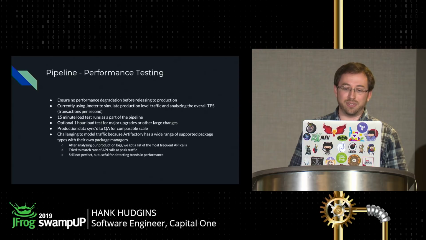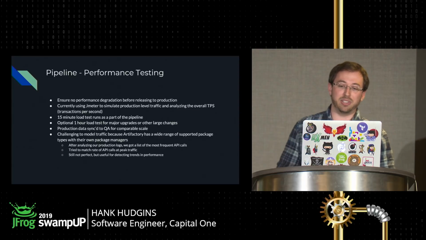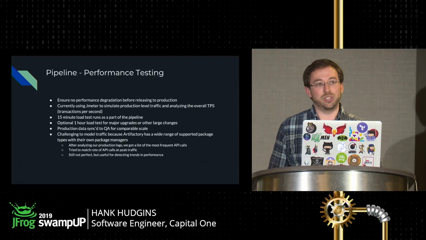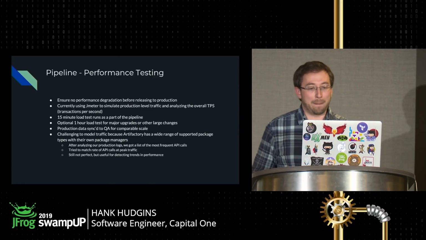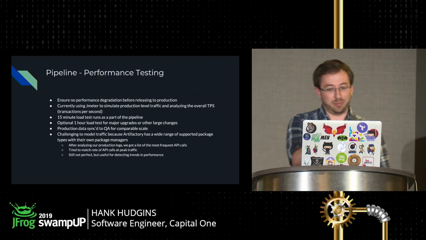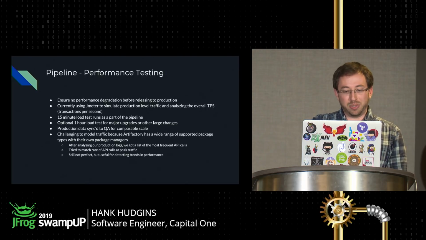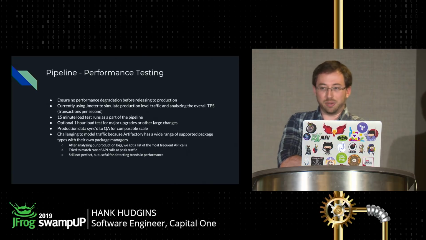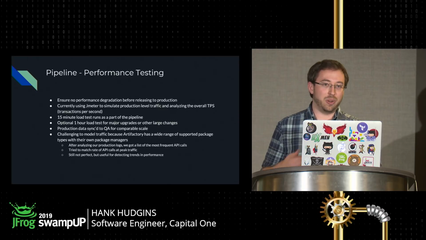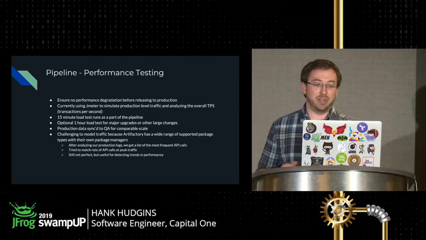So we have JMeter actually simulating production level traffic, and we analyze the overall TPS, which is the transactions per second. And the reason, actually, let me get into that a little bit. So we use a 15-minute load test that runs as a part of our pipeline, and that runs against QA. So after QA deploys, we run this 15-minute load test just as a part of our automated pipeline.